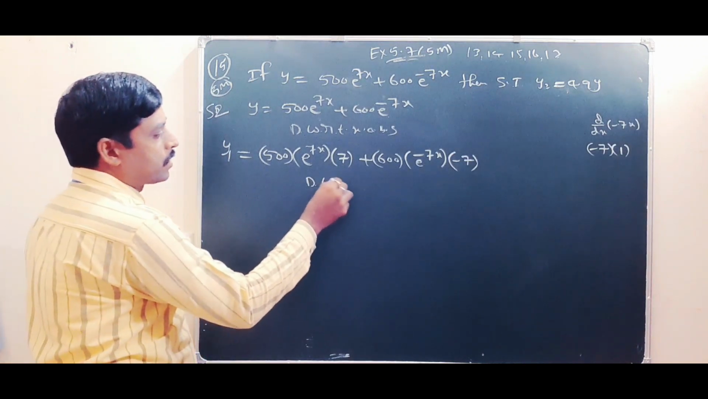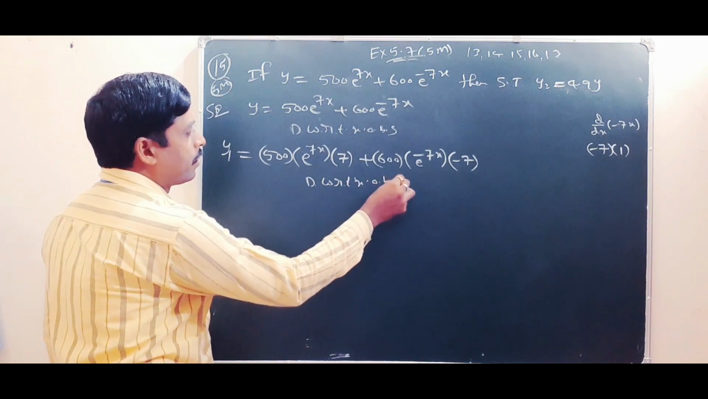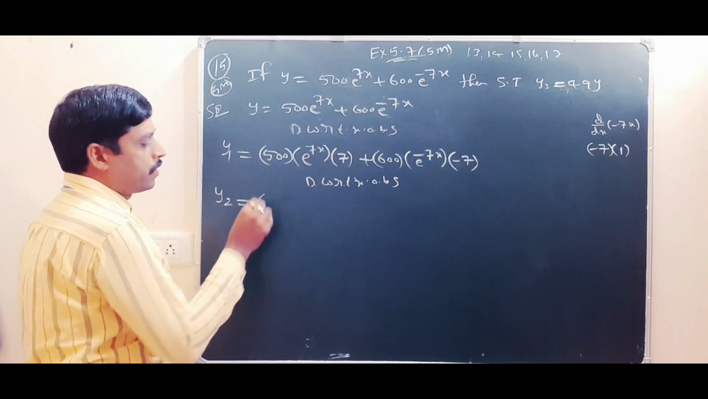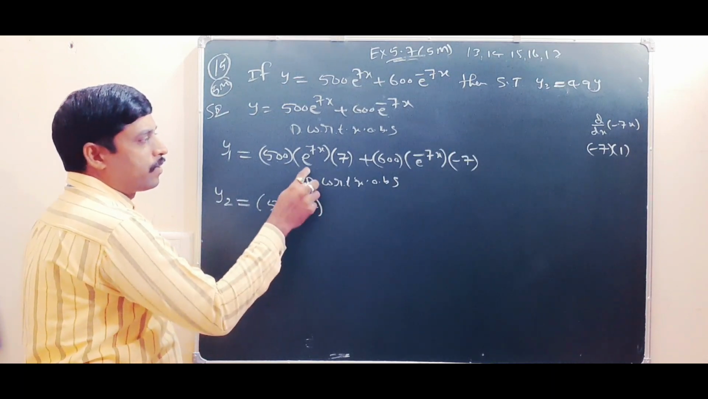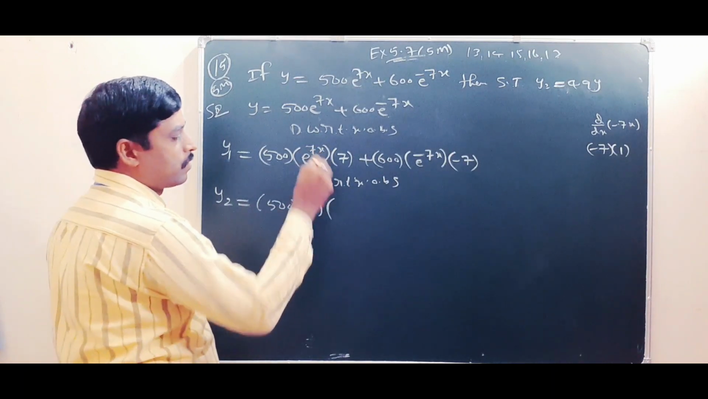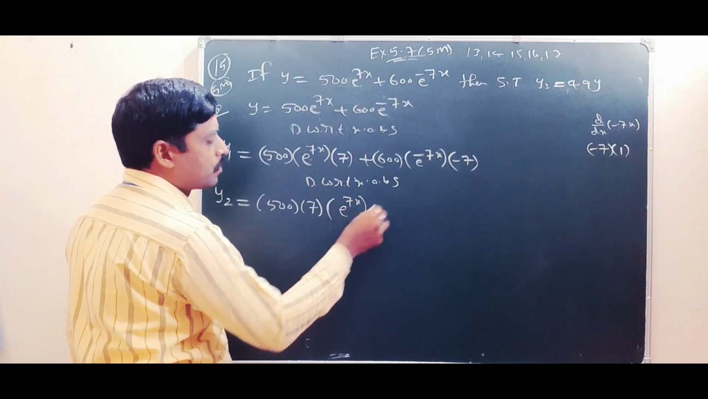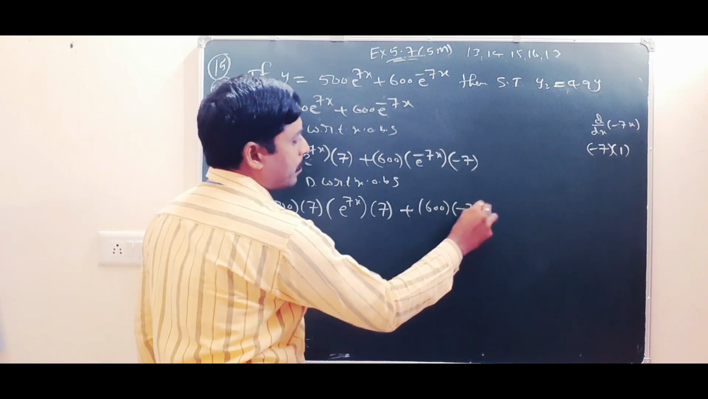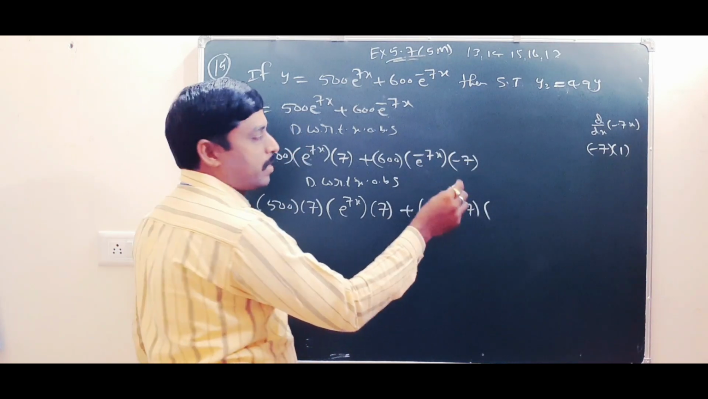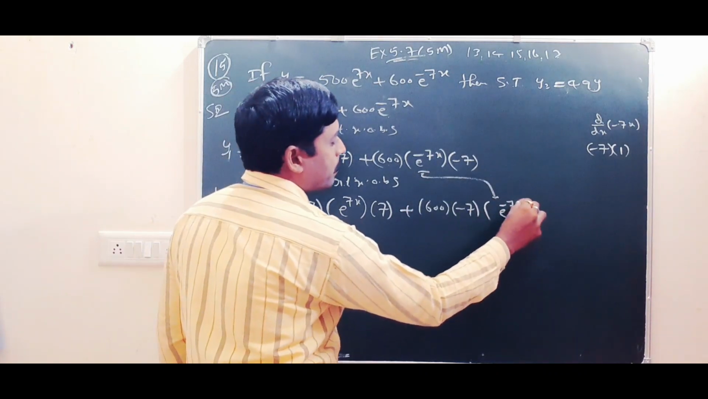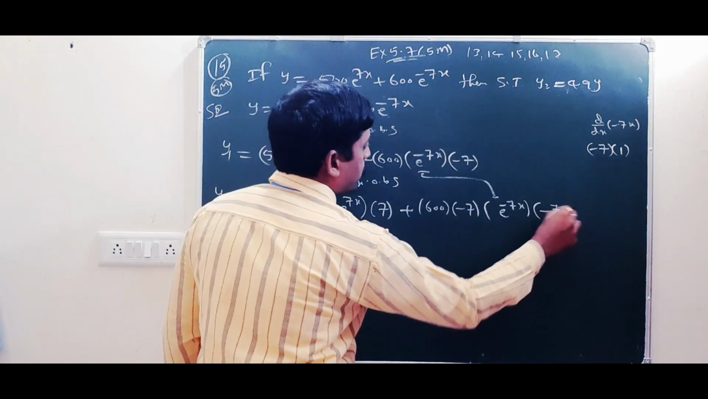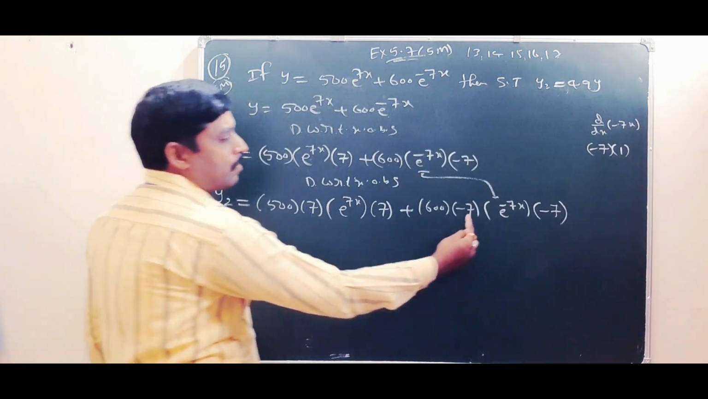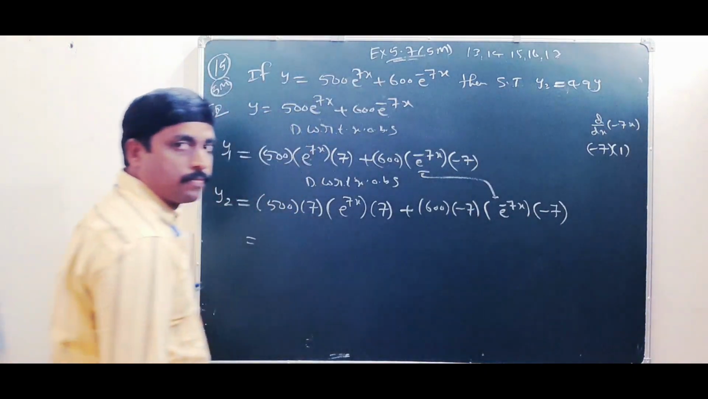Again, differentiation with respect to x on both sides. Differentiation of y1 gives y2. So 500 into 7 into the differentiation of e to the power 7x, which is e to the power 7x into 7. Then 600 into minus 7, constant, into the differentiation of e to the power minus 7x, which is e to the power minus 7x into the derivative of minus 7x, minus 7. In this, 7 times 7 is 49, and minus 7 times minus 7 is 49.